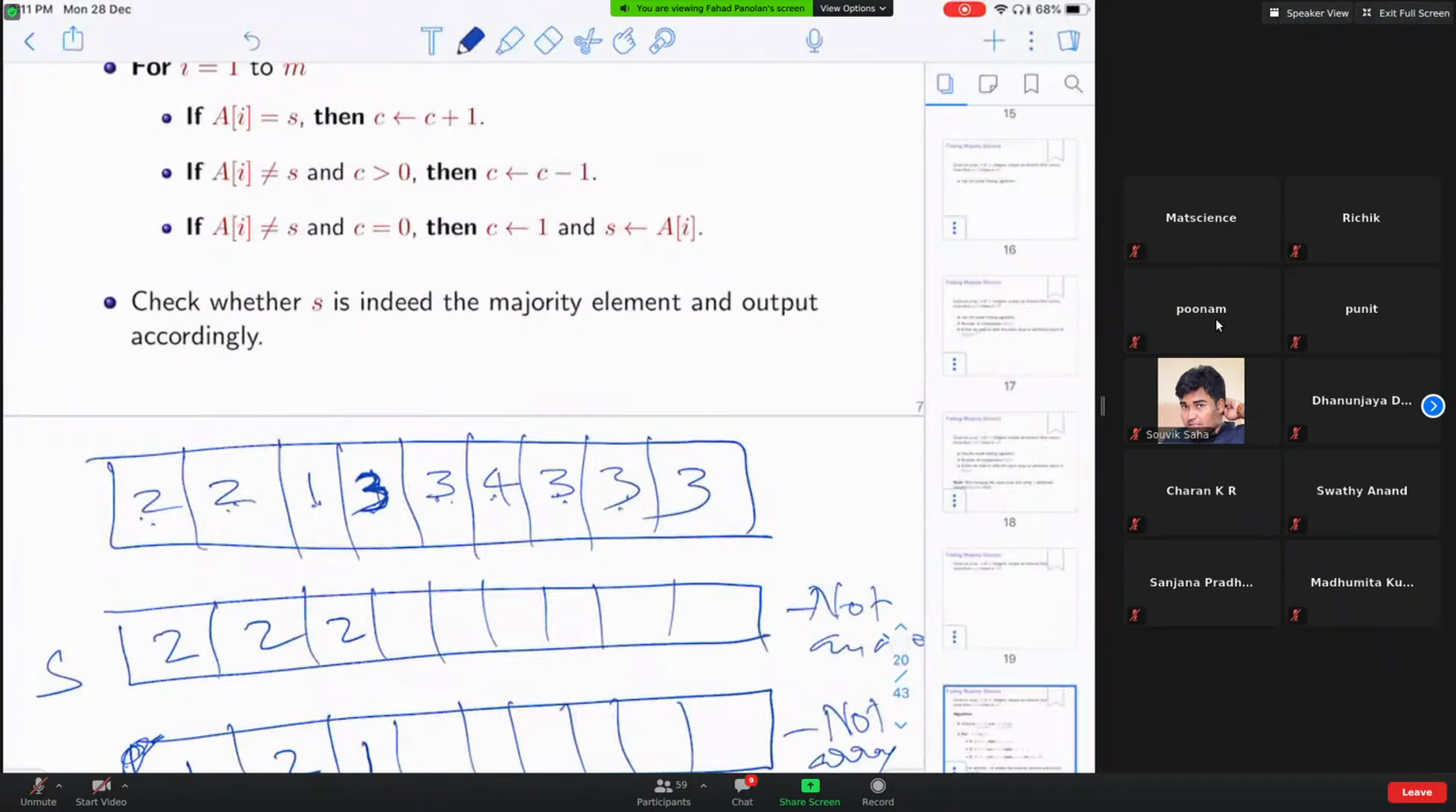And next, the element which is actually the majority element, which is 3, comes, and at that time the counter value is more than 0. So you just decrement by 1. Then the next element comes, which is again 3. The counter value is 0, and S is not equal to 3. So you just change the counter to 1, and S is 3.